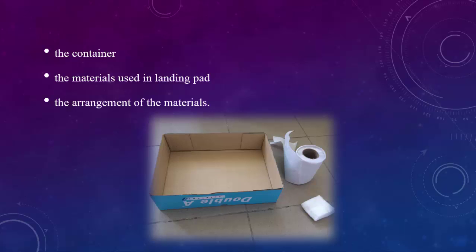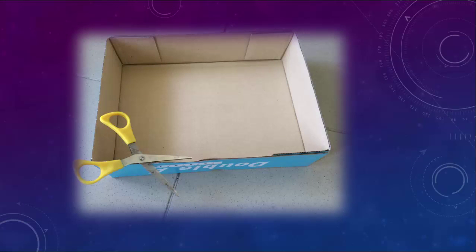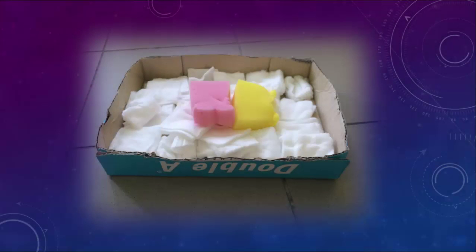However, the height was about 9 centimeters, which was more than 5 centimeters. Hence, with the use of a scissor and penknife, we reduced the height to exactly 5 centimeters. Next, for the materials, we first used dry sponges and dry cotton, placing the dry sponge on top of the dry cotton in the landing pad.